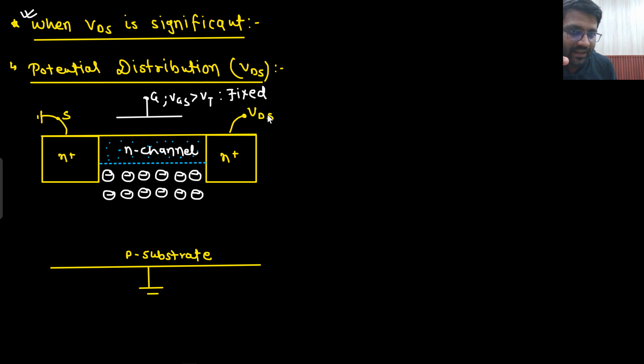Now whatever the VDS that I apply, this is sufficient enough. This is a good amount of significant VDS we are applying. So that VDS would be dropped across this particular region only. Now let's just say this channel is having a resistance of 3R. This is your channel resistance. At this end you are having VDS potential, and here you are having ground.